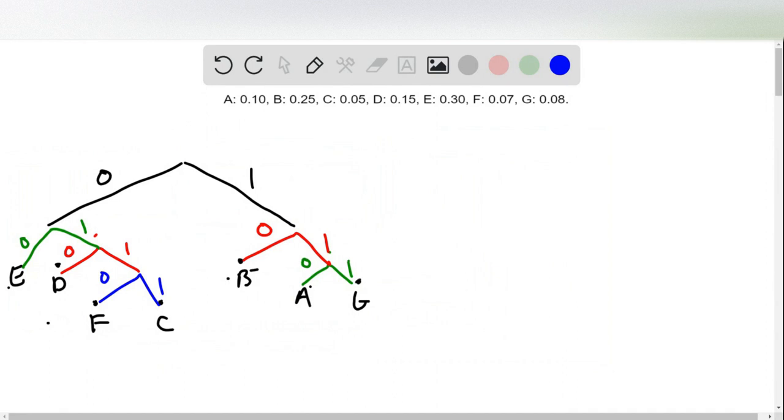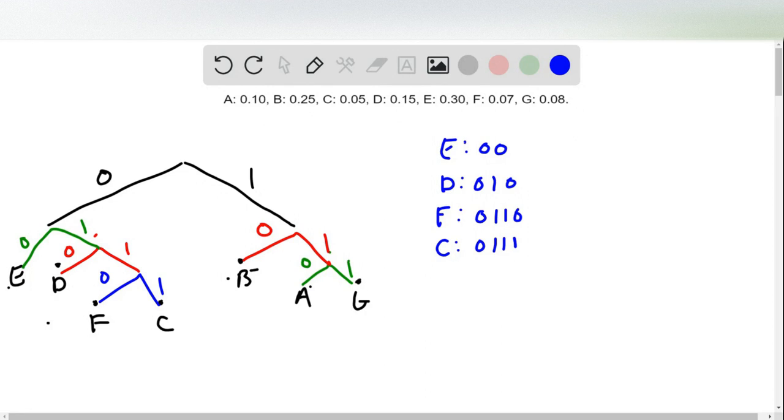So to get E, so that's going to be 0, 0. So E is 0, 0. Now for D, that's 0, 1, 0. For F, so we go 0, 1, 1, 0. And then for C, well, the only difference between F and C is it's just 1s at the end, so it would be 0, 1, 1, 1. All right, so we're done with the left side of this tree.